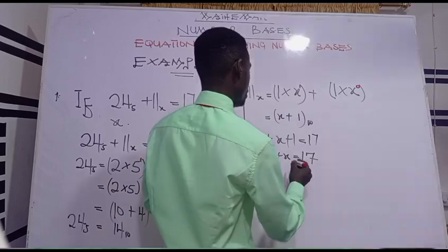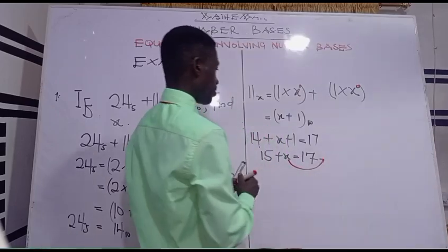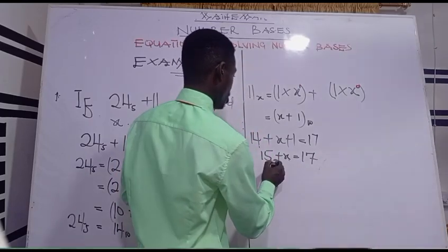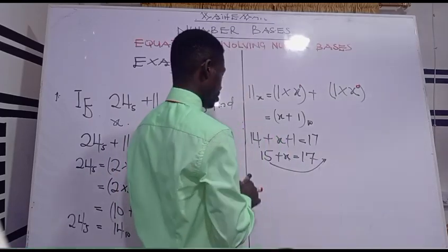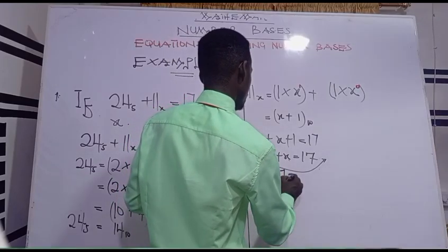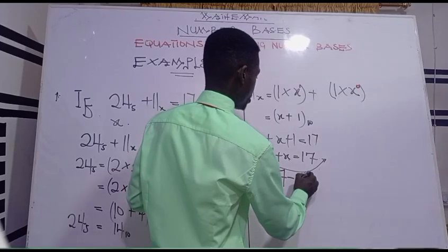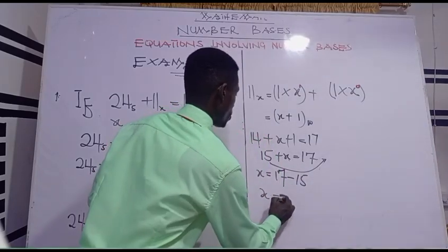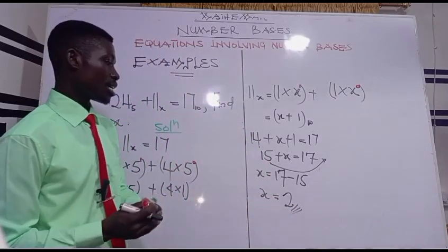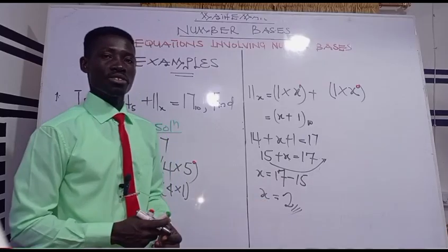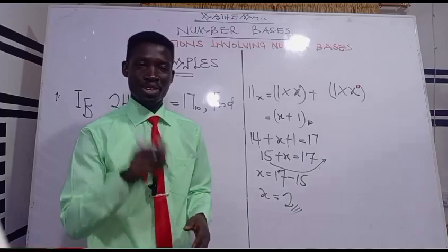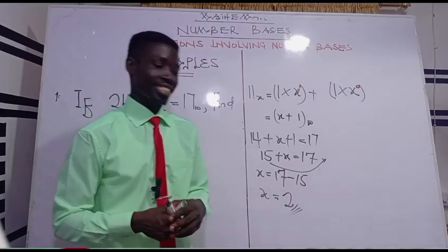So let's transpose 15 to the other side of the equation. We are going to get x is equal to 17 minus 15. So we have our x to be 2. Very, very easy. I guess we were able to get 2 as the value for x. We take another example. It's still your example. You pause the video, you try your hands on it.